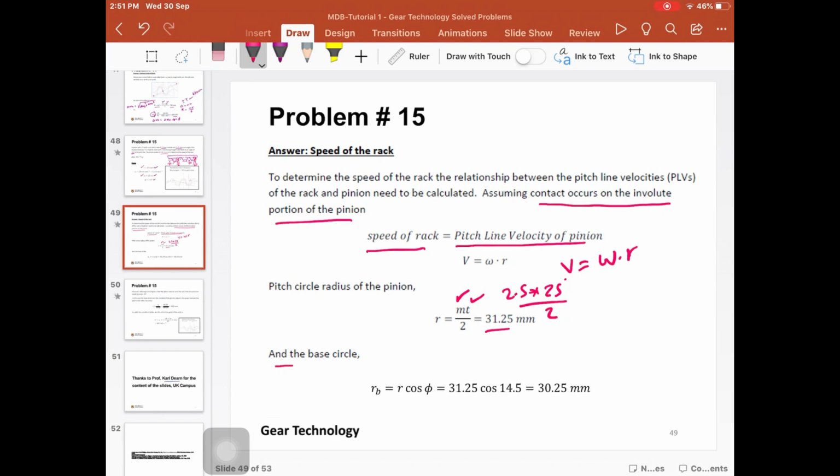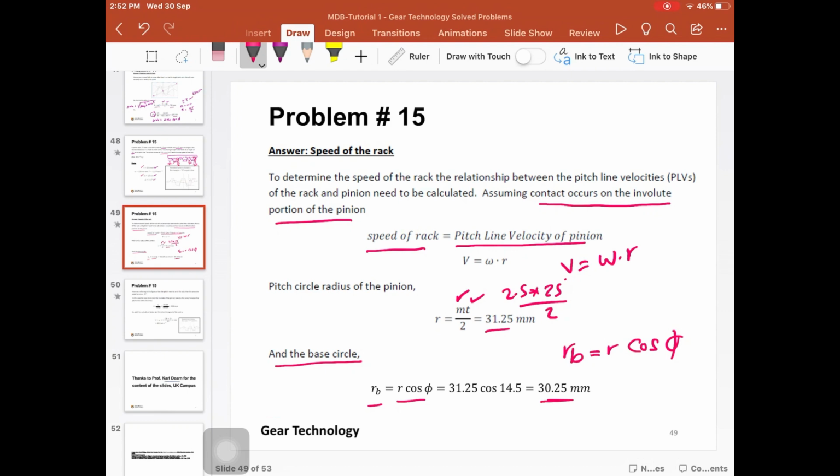Then we're going to calculate another radius, which is the base circle radius. There is a relation between the base circle radius and the pitch circle radius, as we've seen before. So Rb, the base circle radius, is equal to the pitch circle radius multiplied by cosine phi. Okay, so in this case it's going to be 30.25.